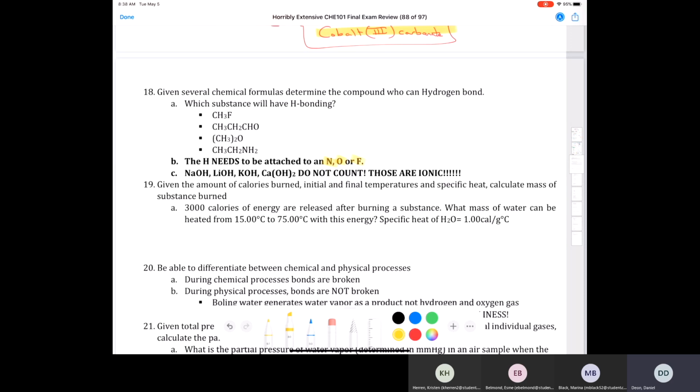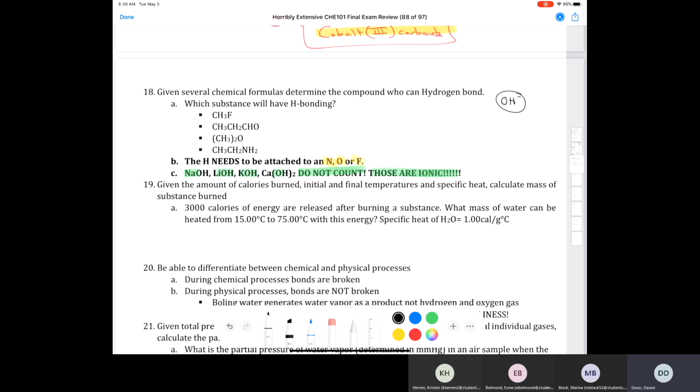Remember, don't fall into the trap of thinking that maybe these could be hydrogen bonding because you have OH in here. These don't count because they're ionic, right? OH minus, shoot, I keep doing that. OH minus is hydroxide, right? That's hydroxide. That's not going to be involved in a hydrogen bond.